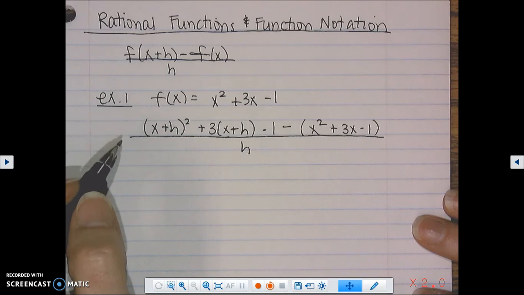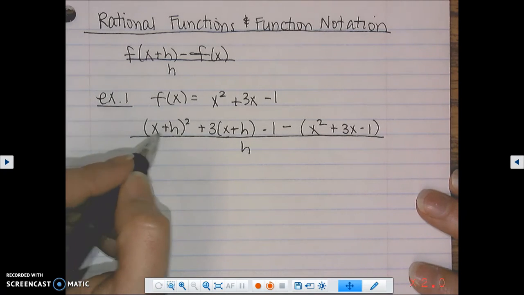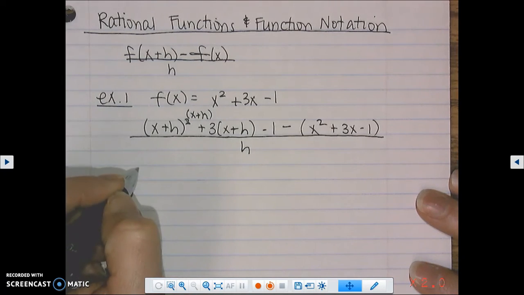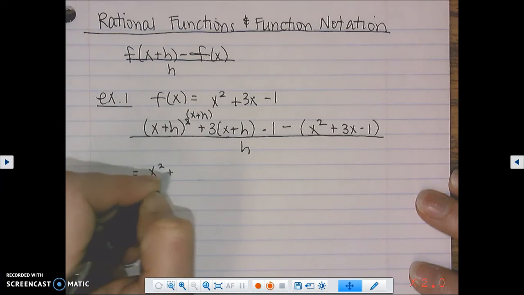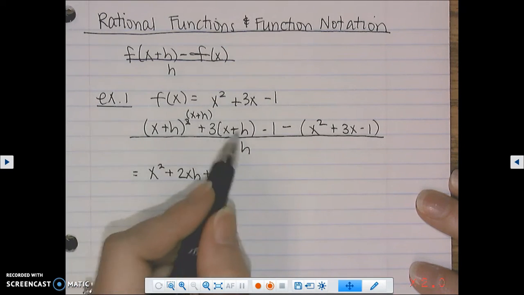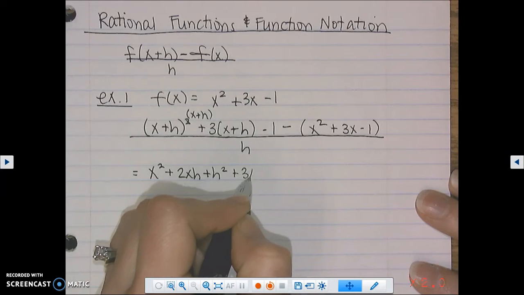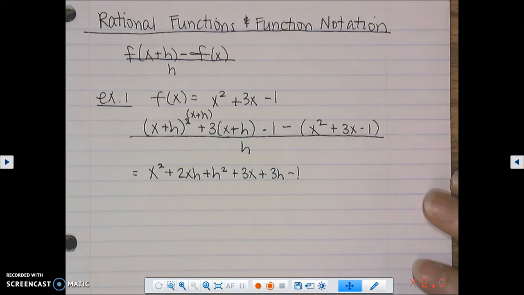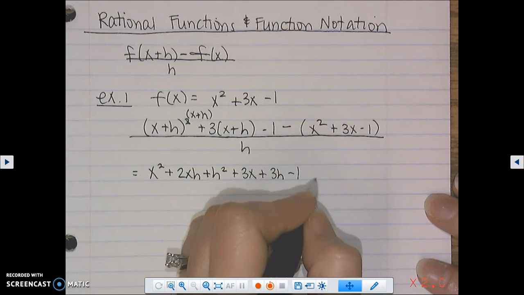Now that we have this, we're going to actually simplify. x plus h squared means that we have to multiply it twice. So we're going to have x squared plus 2xh plus h squared. We're going to distribute the 3 in, so plus 3x plus 3h. We have our minus 1, and then we're going to distribute that negative in.